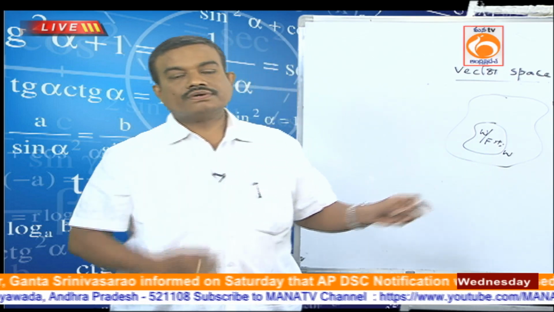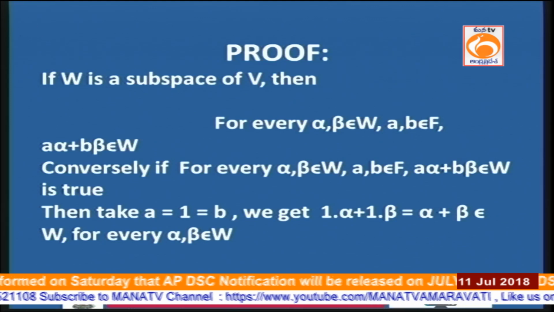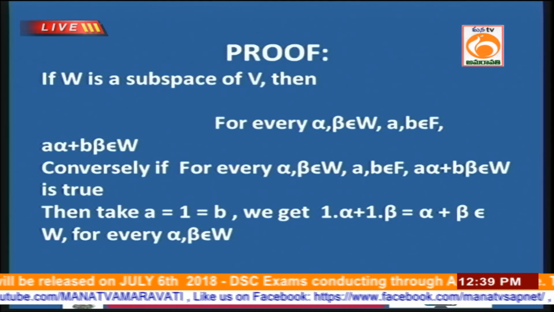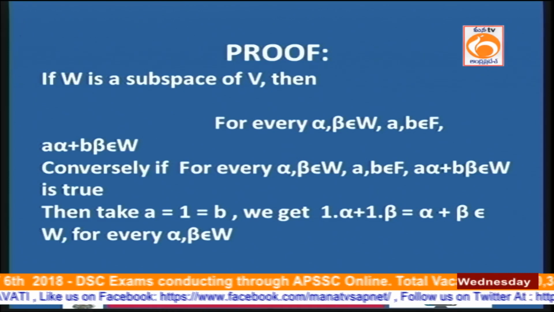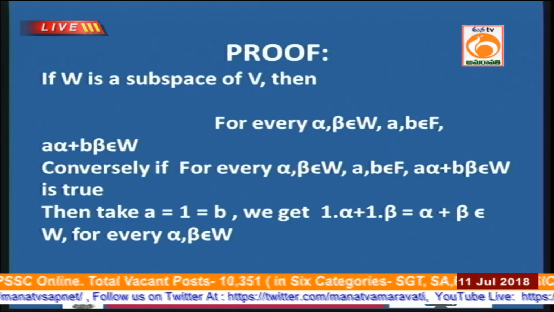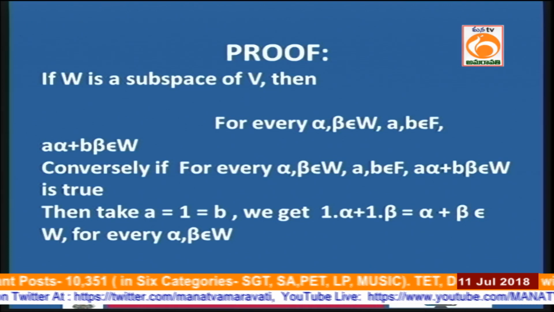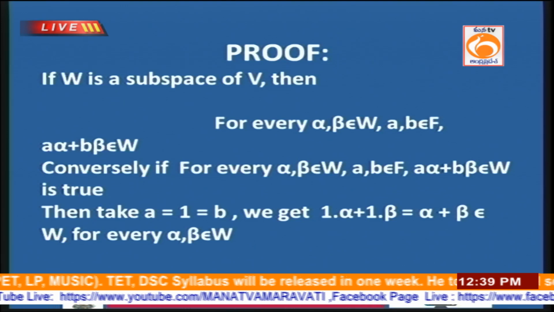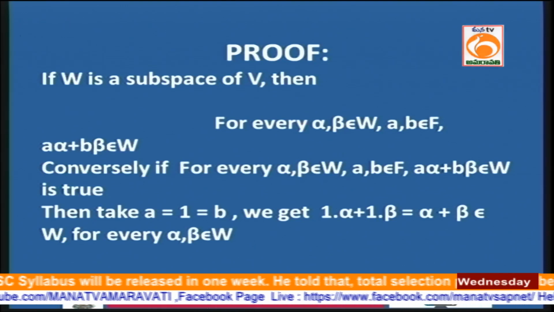So, for alpha, beta belonging to W and a, b belonging to F, you find a dot alpha and b dot beta. Just now we said it is a property of a vector space. So the combination a dot alpha plus b dot beta should be in W. Do you understand? It follows very simply from the conditions of a vector space. Now let us go to the second part.